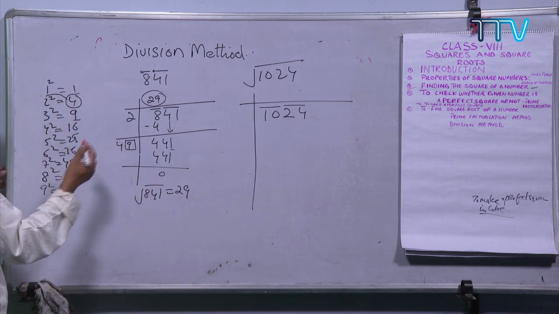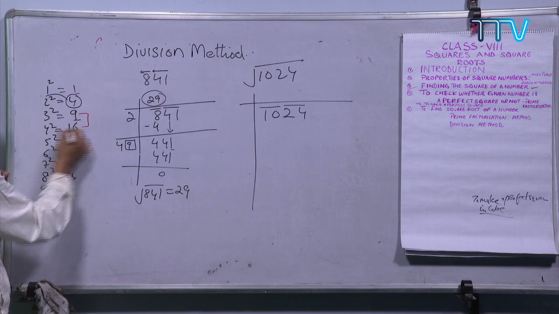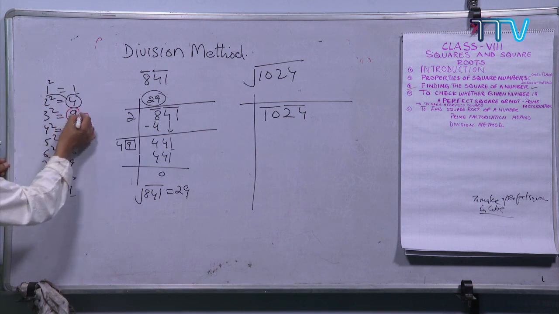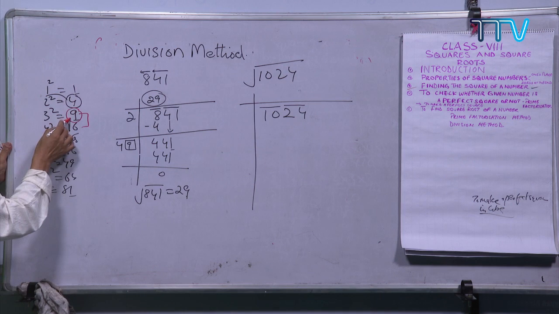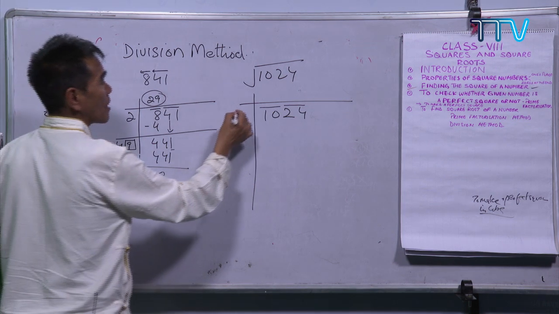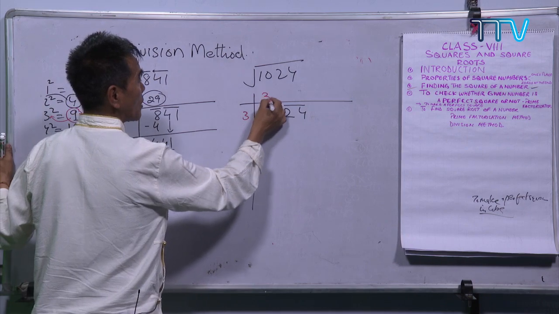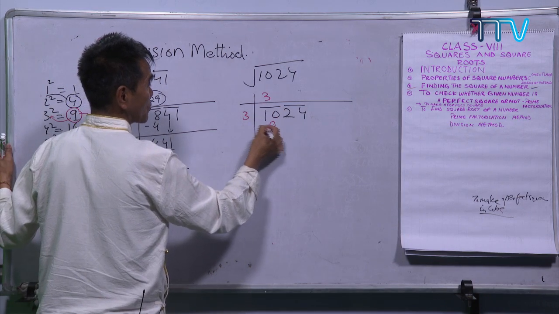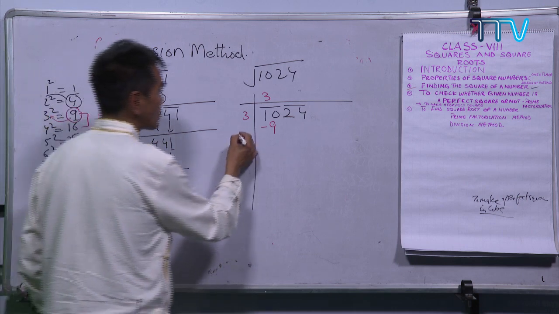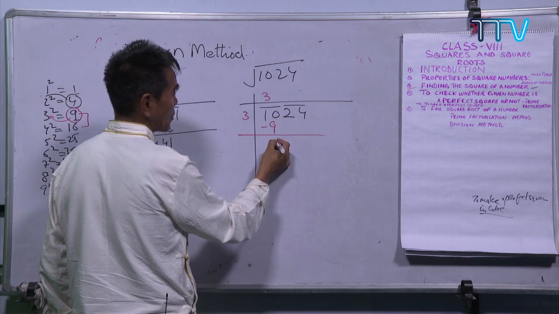Perfect squares are 4 squared is 16 and 3 squared is 9. The nearest one below 10 is 9, which is the square of 3. 3 multiplied by 3 is equal to 9. Now you subtract: 10 minus 9 equals 1.